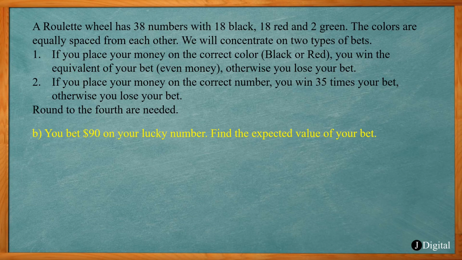Now part B says you bet $90 on your lucky number, find the expected value of your bet. Okay, so here we're just choosing one of the numbers on the roulette table. So that's going to be 1 out of 38 for choosing one number. Now in this case, when you're betting on a number, you win 35 times your bet amount. So that's going to be 90 times 35, times your probability of that happening. Now if you don't land on your number, that's going to be 37 out of the 38. That's going to be the probability. And you're going to lose your $90. So minus 90 times 37 over 38.